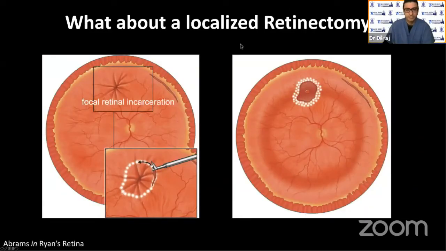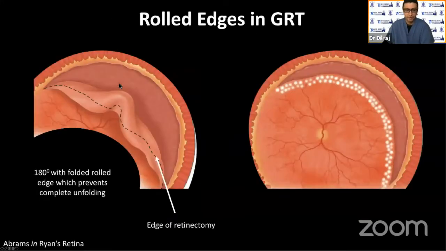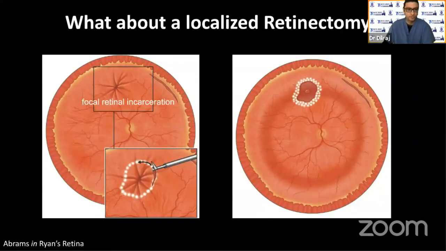So what about cases of a localized retinectomy or a retinotomy? These are cases where you have focal retinal incarceration, for example, a very dense star fold that is adherent with extensive intrinsic contraction, or an area of trauma with the retina incarcerated. You may be able to get by performing a localized retinectomy in those cases.